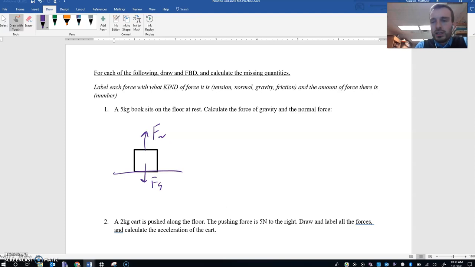It says calculate the force of gravity and the normal force. Well, wait. Force of gravity is mass times gravitational acceleration. That's 5 kilograms times 9.8 meters per second squared.